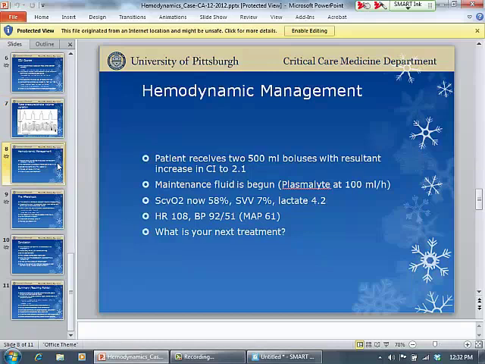Okay, so Elena, what am I going to do now? Stroke volume variation is 7%. Cardiac output's not optimal. What do I want? So at this point, like we said, we've already exhausted our fluid opportunities, so we have to move to improving the pump function. Okay, what inotrope do you get?